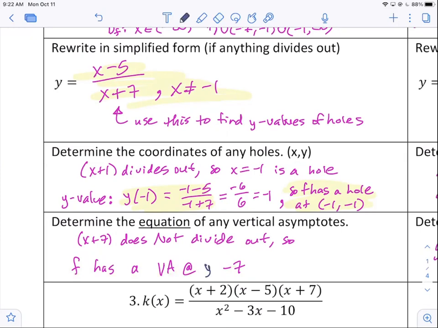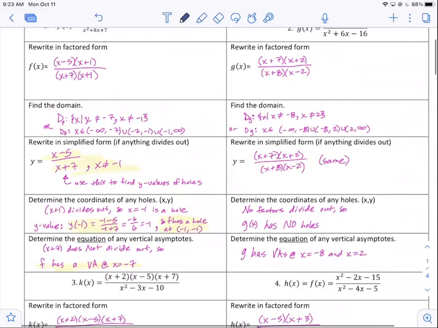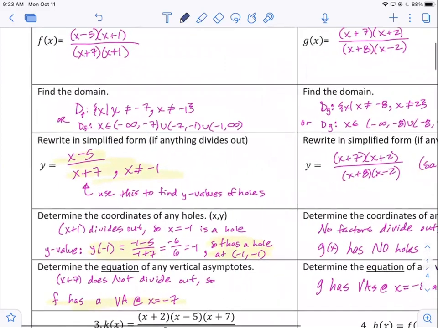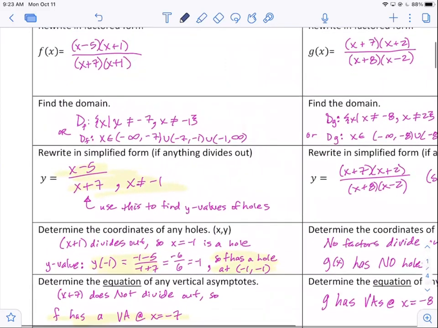What if you say VA at y equals -7? That's a horizontal line. That's no good either, right? So make sure you say at x equals -7. That's the equation of a vertical line. It's no longer just an x value location. It's an equation of a vertical line. Okay. All right. Any questions on that? I mean, that's pretty straightforward.